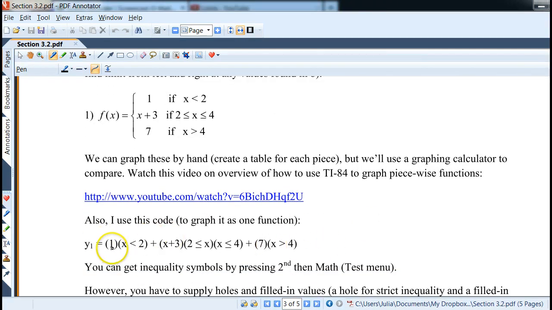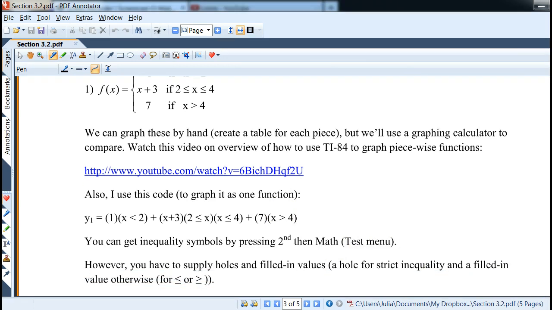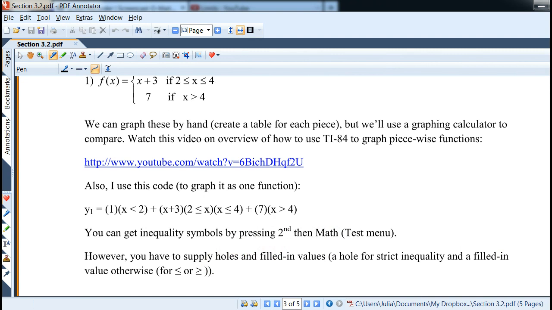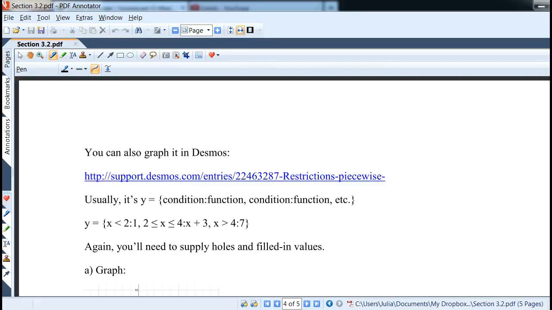So notice you multiply the piece of a function by the inequality, and you can get the inequality symbols by pressing second then math, which will take you to the test menu, and it will have the inequalities for you. You do have to know where the holes and the filled in values are. That's very important because on the calculator it will either look solid or sometimes it will join the pieces, depending on which calculator you have.